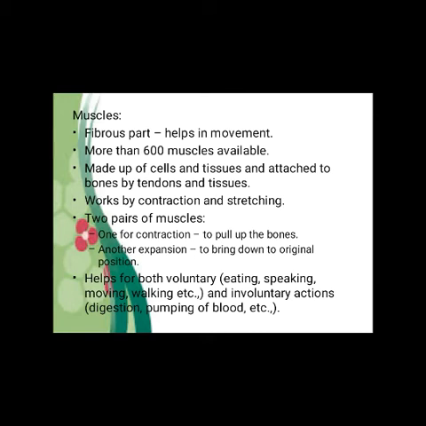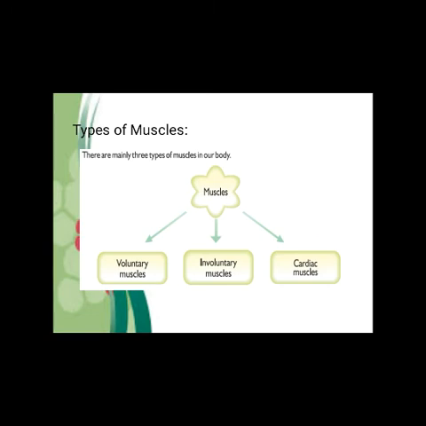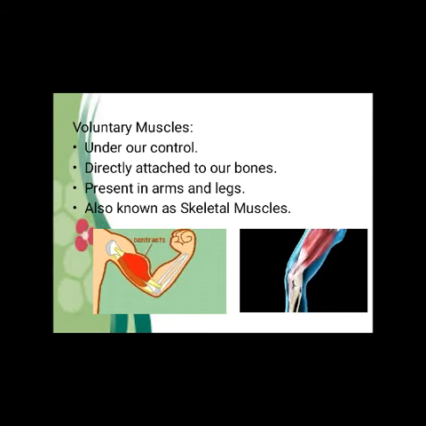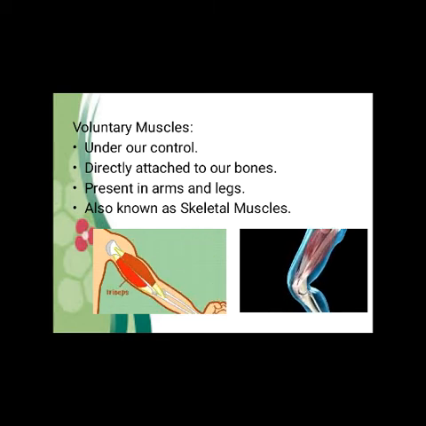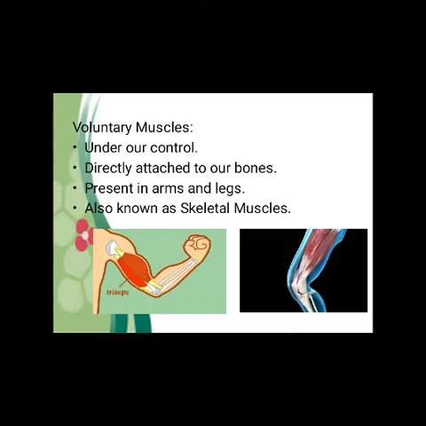Okay, next we are going to see about types of muscles. The different types of muscles are voluntary muscles, involuntary muscles and cardiac muscles. The voluntary actions like lifting an object, walking, writing, etc. can be controlled using these types of muscles. So these muscles are under our control. These are present in arms and legs. These are also known as skeletal muscles.